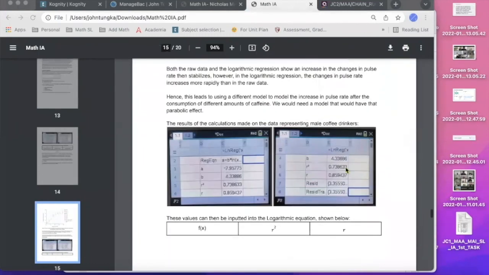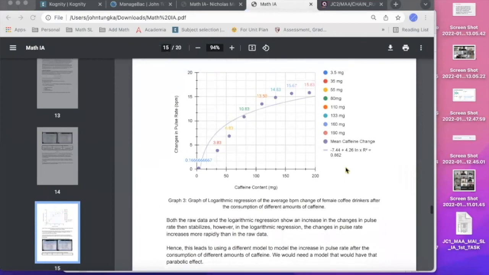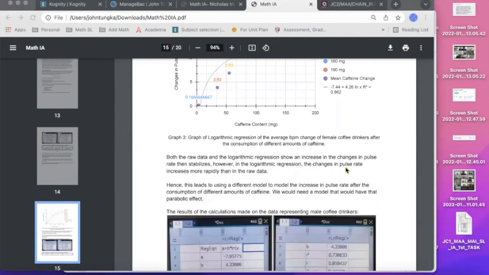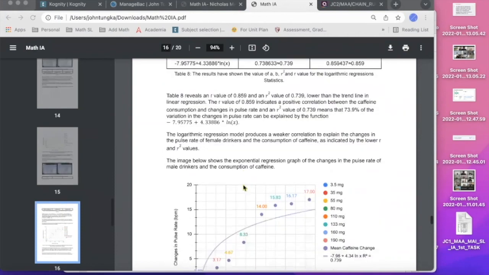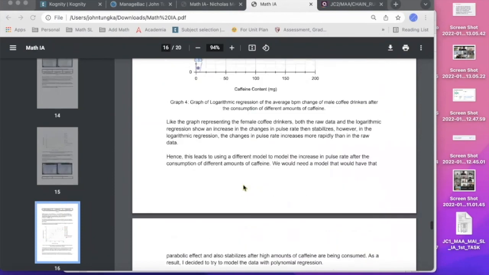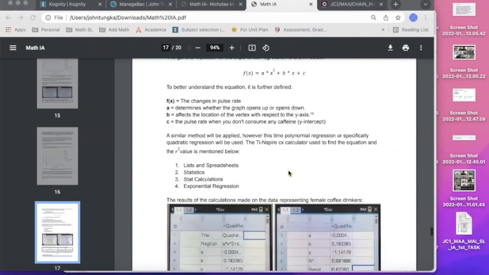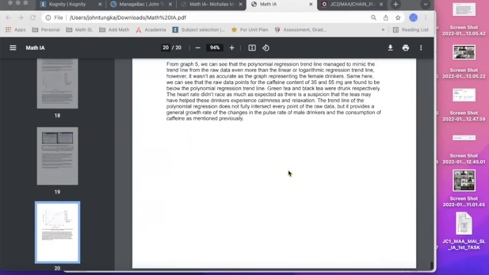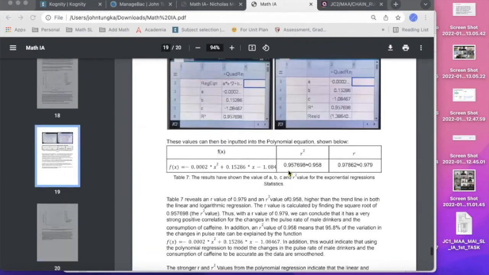Now the rest are just the same. So please work on the format, give more explanation on what you're planning to do, and organize the content. Okay, just logarithmic for male. Okay, this is pretty much the mathematical processes.